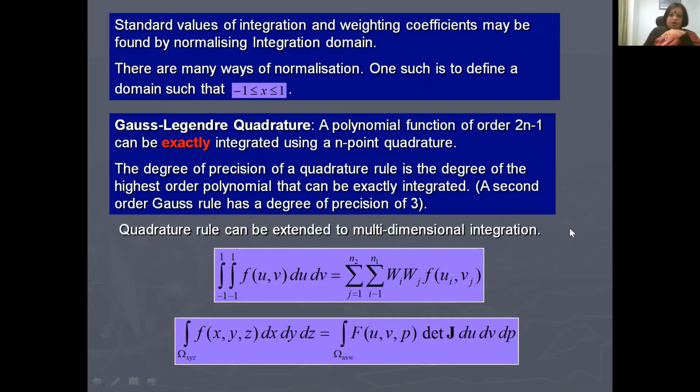And we also talked about a degree of precision. The degree of precision of a quadrature, whatever quadrature you're using, is the degree of the highest order polynomial that can be exactly integrated. So for example, a second order Gauss rule has a degree of precision of 3, because if you go to 4, you don't get an exact solution. Now this is for a one-dimensional case.